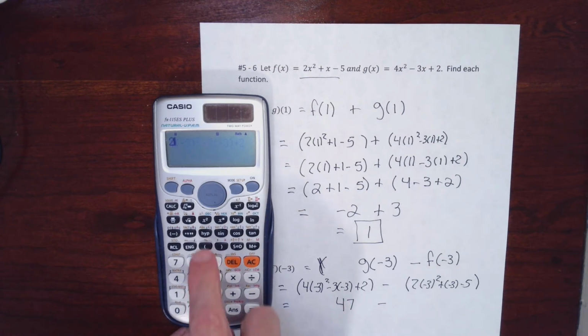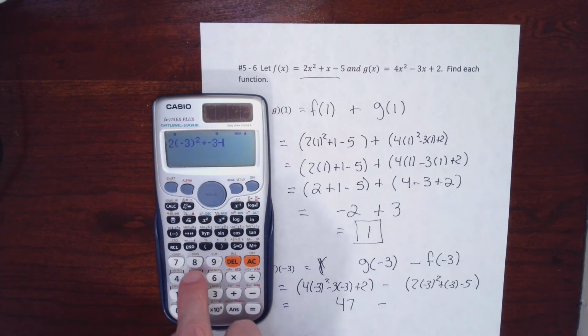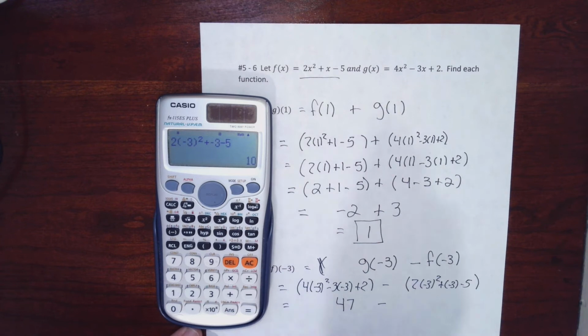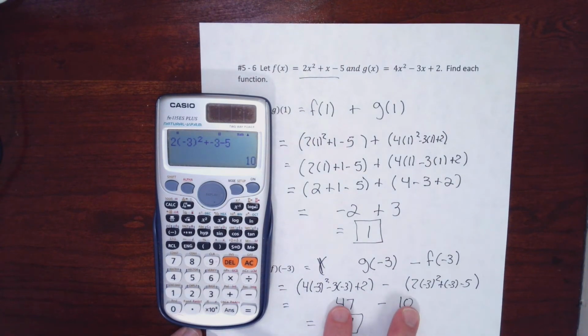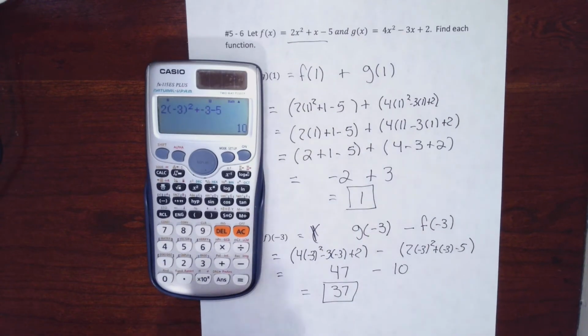I'm going to use my calculator to figure out what the second parentheses simplifies to, and I get 10. So for a final answer, I'm going to get 37 because I'm just going to subtract what each parenthesis simplifies to.